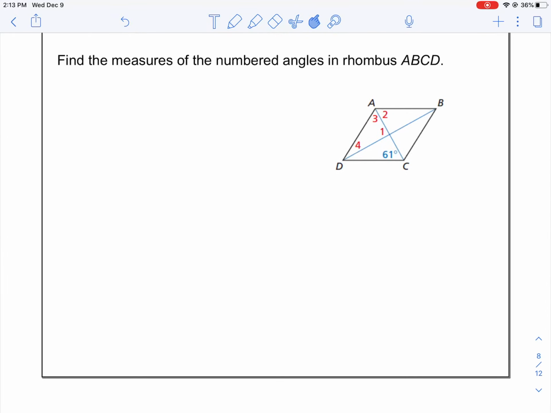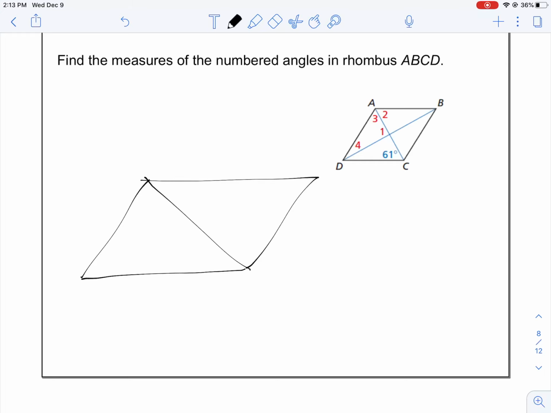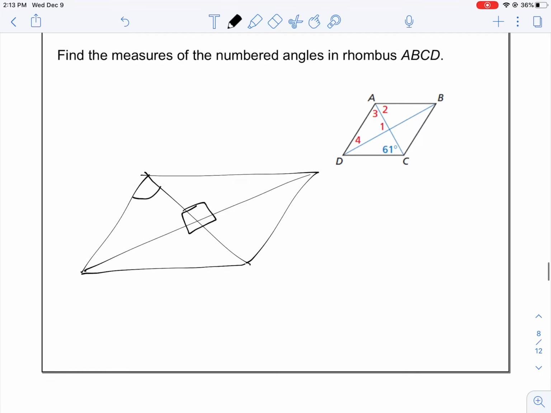So let's look at this and let's see if we can use these rules to figure out the missing angles. So with a rhombus, we know that the diagonals make 90-degree angles here, and that also these angles are congruent to those angles, and these angles are congruent to these angles. So maybe we can put some numbers in and figure out what we have.